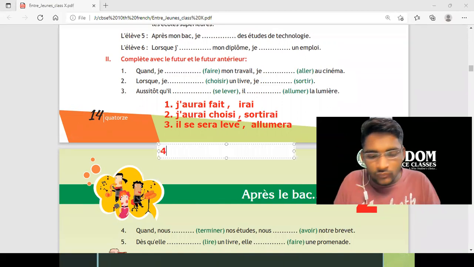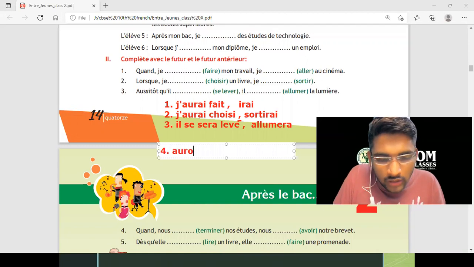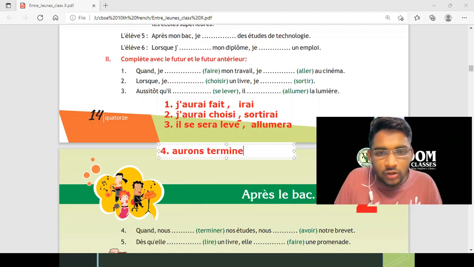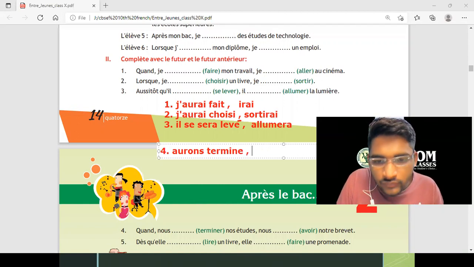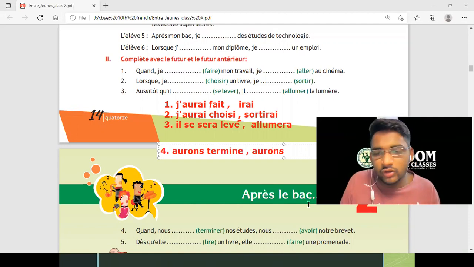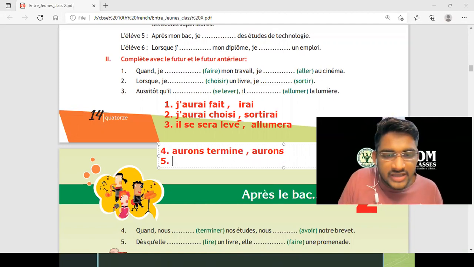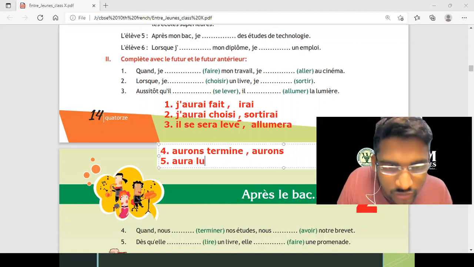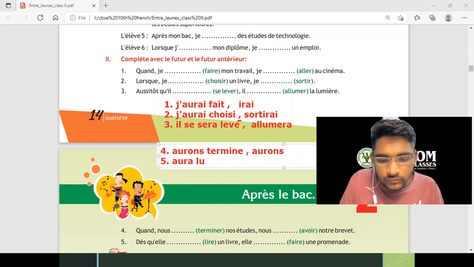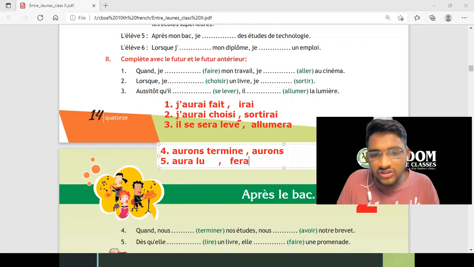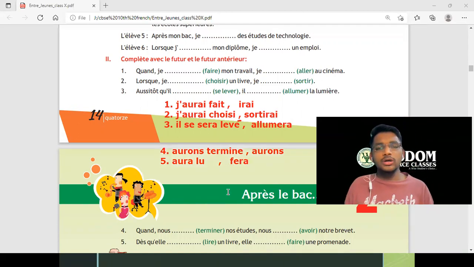Fourth one: nous aurons terminé. Nous aurons terminé. When we will have finished our studies, we will have our brevet. Brevet means 10th standard होता है. As soon as she will have finished a book, she will go for a walk.